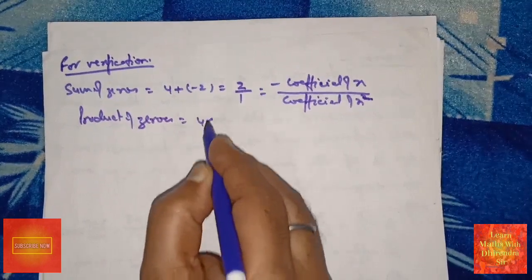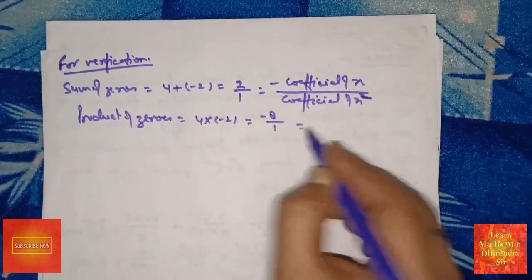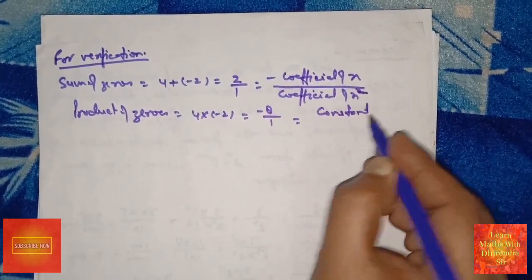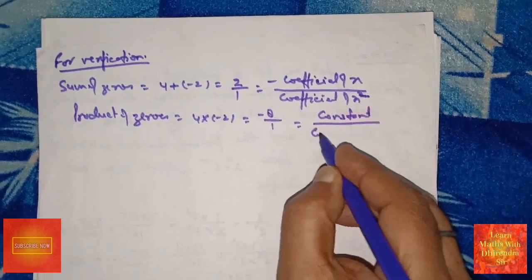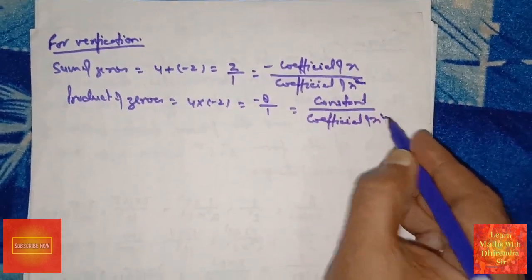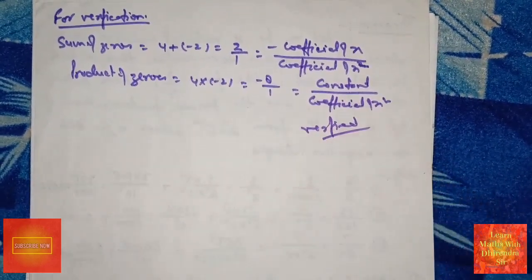Similarly, product of zeros is equal to 4 into minus 2, that is minus 8 upon 1. Here minus 8 is the constant upon coefficient of x square. That is very fine, very easy.